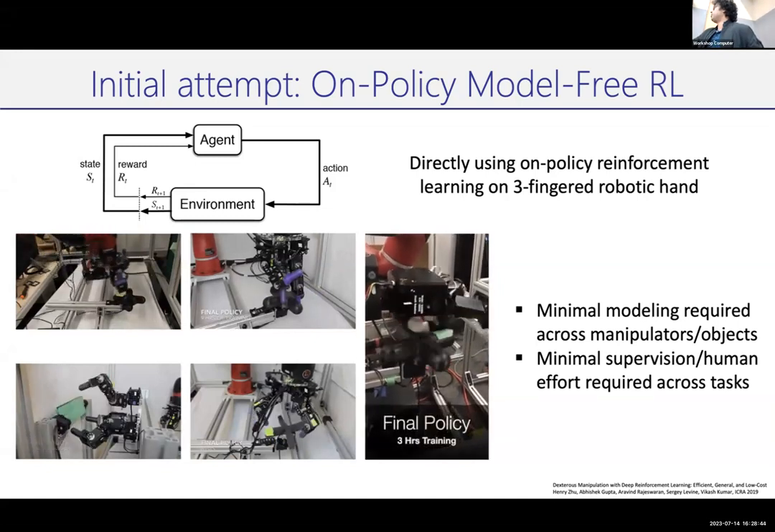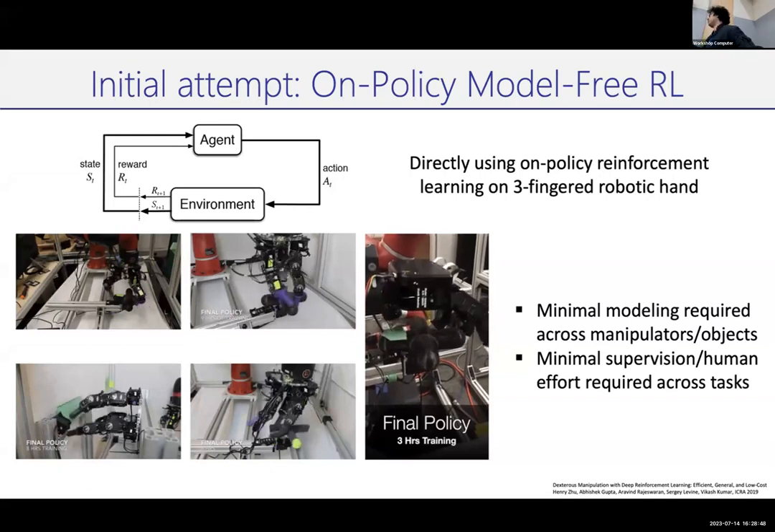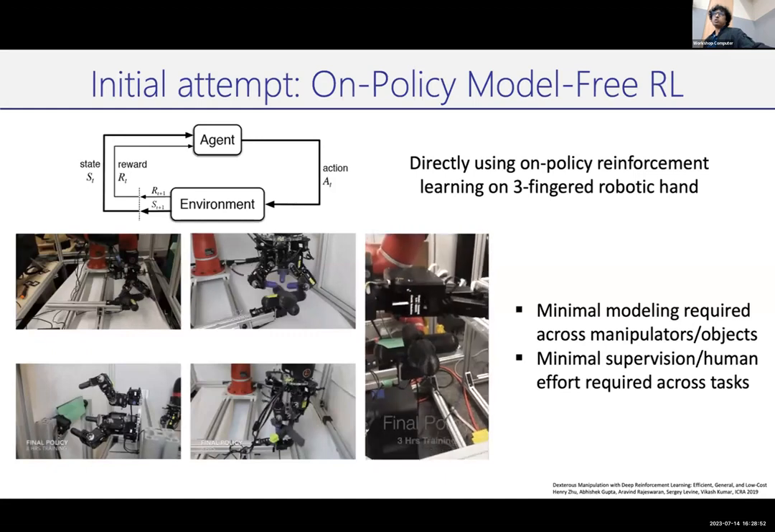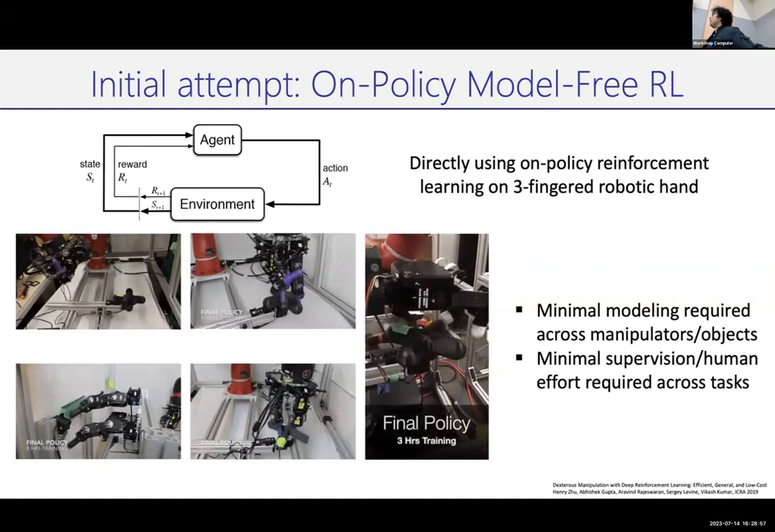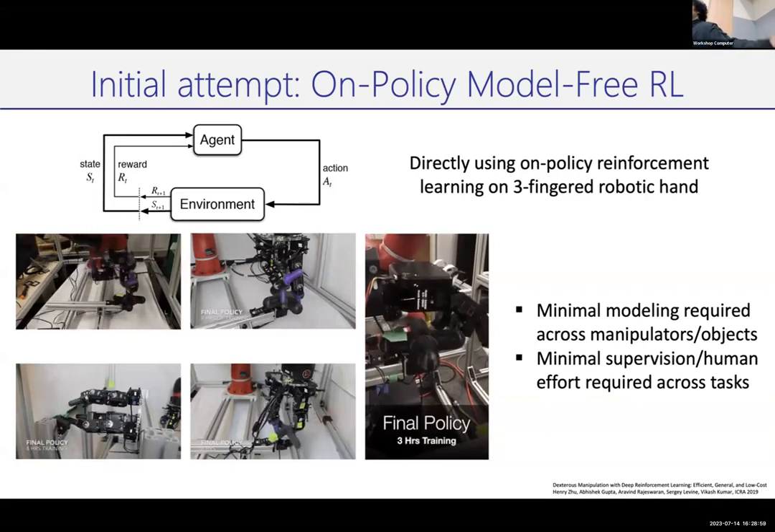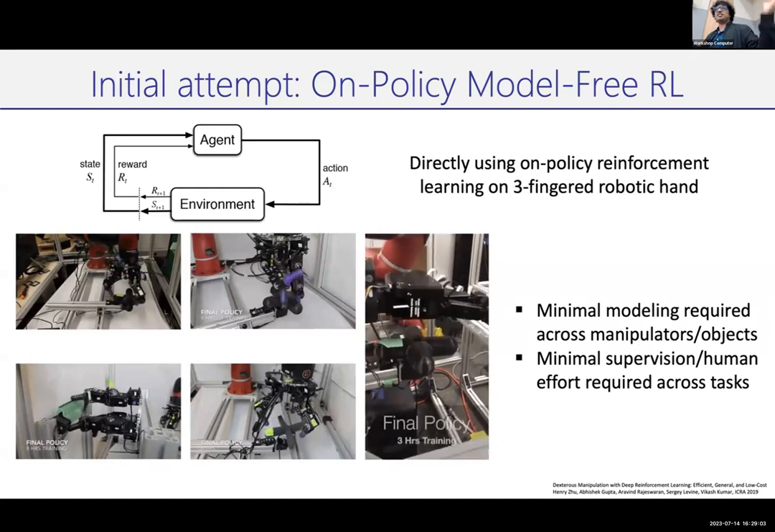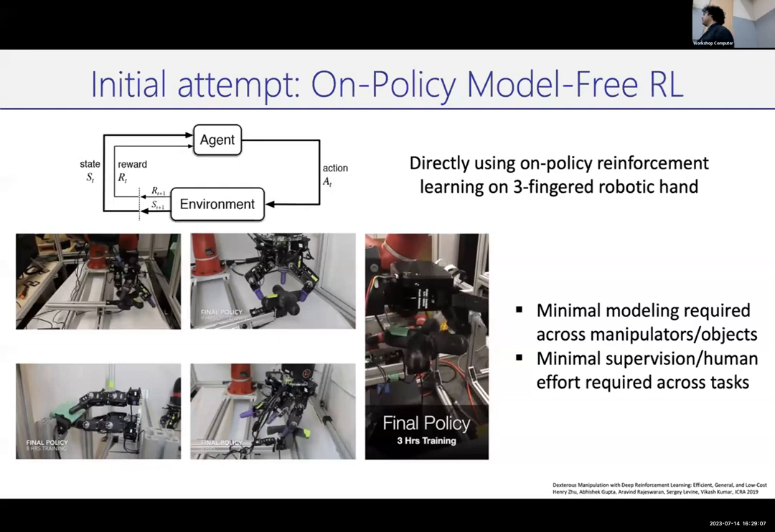And so the nice part about this is that you don't really require any modeling. It's the same algorithm thrown across all of the different manipulators. We didn't change any hyperparameters, and there was no supervision needed. You drop the robot into these environments, and you just leave it running for a while and come back and it has reasonable policies. So this seems amazing. This is the promise of reinforcement learning. You can drop it into environments and it should learn.